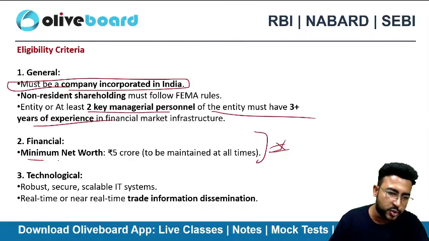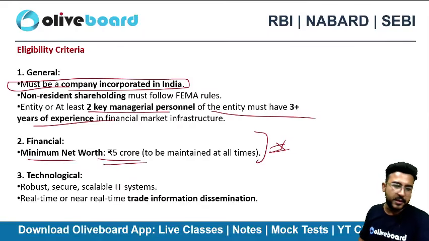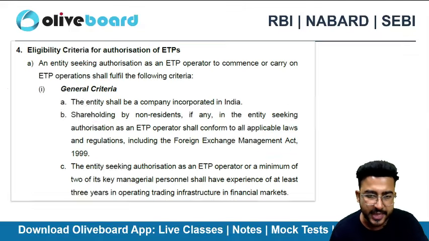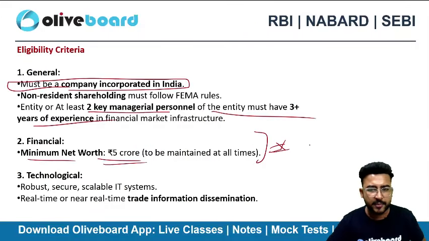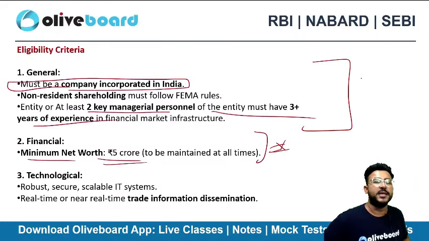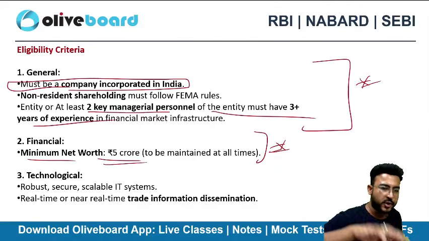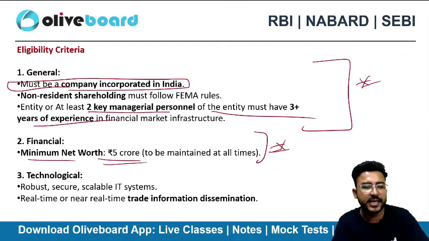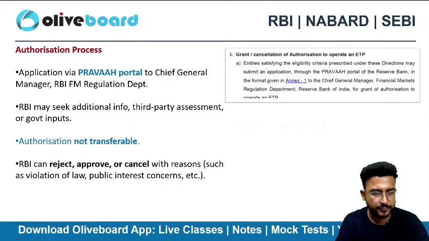Minimum net worth should be at least 5 crore. At least 5 crore needs to be the minimum net worth, and you need to have a robust technological infrastructure as well, right? So these are the bare minimum requirements. I think the net worth requirement is very important. Plus this general requirement, you need to be incorporated in India. At least your entity or at least your 2 key managerial personnel need to have 3+ years of experience here, right? To become an ETP.